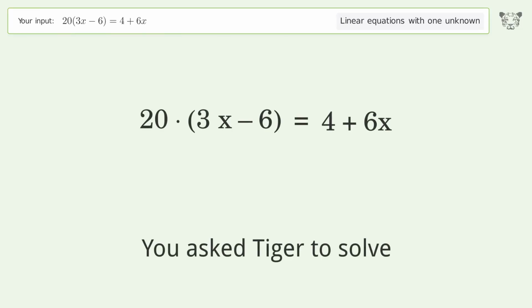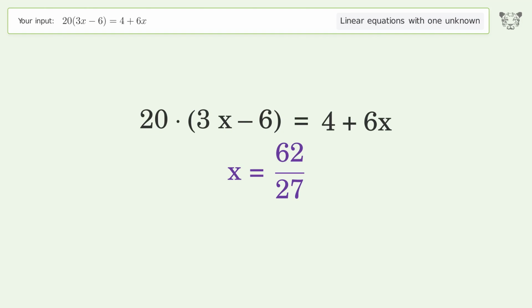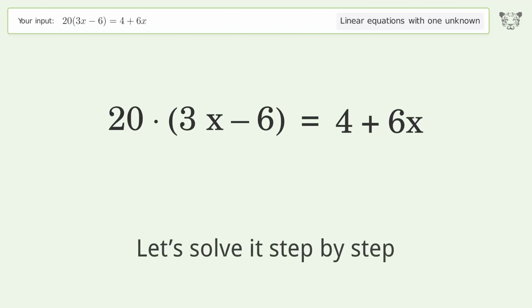You ask Tiger to solve. This deals with linear equations with one unknown. The final result is x equals 62/27. Let's solve it step by step.